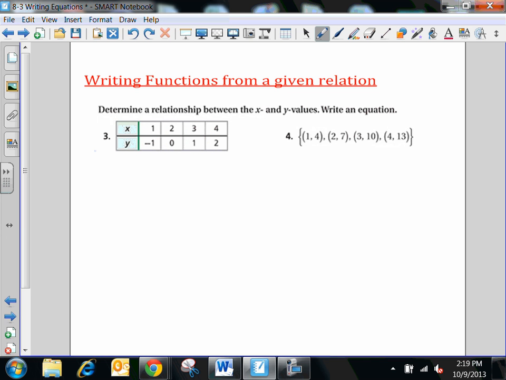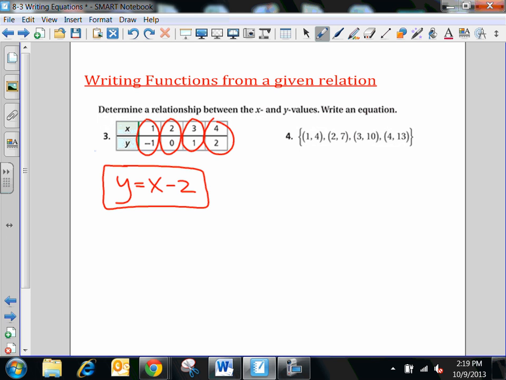So here, what I want to do is I want to write an equation. So here my equation would be this, that y is equal to x minus 2. And that would hold true for each x and y value, correct? If I plug in 2 for x down here, 2 minus 2 is 0. If I plug in 3 for x right here, 3 minus 2 is 1, okay? So this would be the equation, but I want to write it in function notation. So I change the y to an f of x. I say f of x is equal to x minus 2.